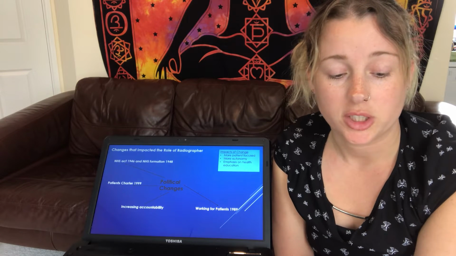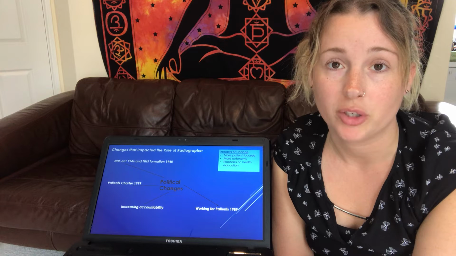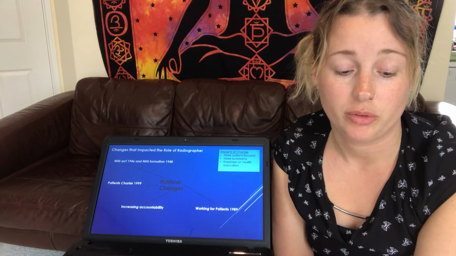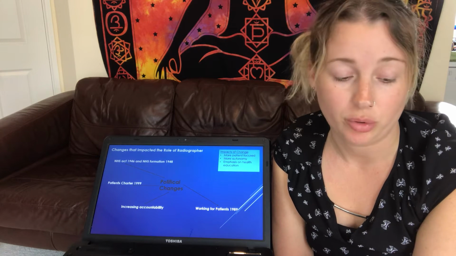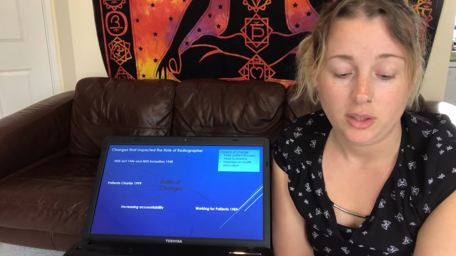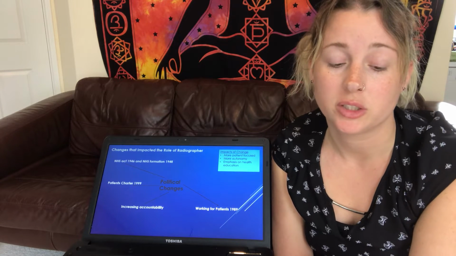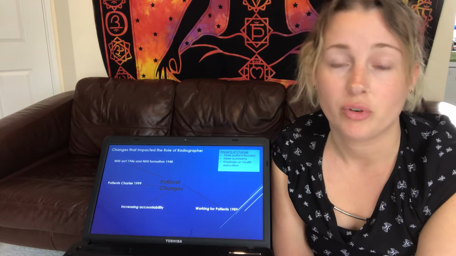The Patients' Charter 1999 was designed to increase accountability in healthcare professionals. This means radiographers were more transparent and admitted fault, which then made them more liable if mistakes occurred. This would build a more trusting relationship between the healthcare professional and patient, and patients became more involved in decisions about their own healthcare.